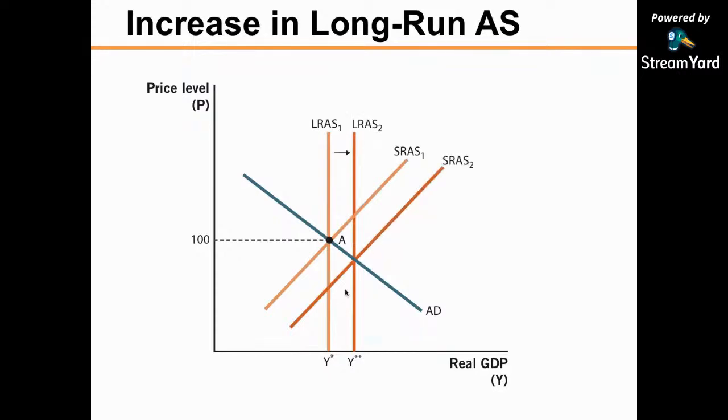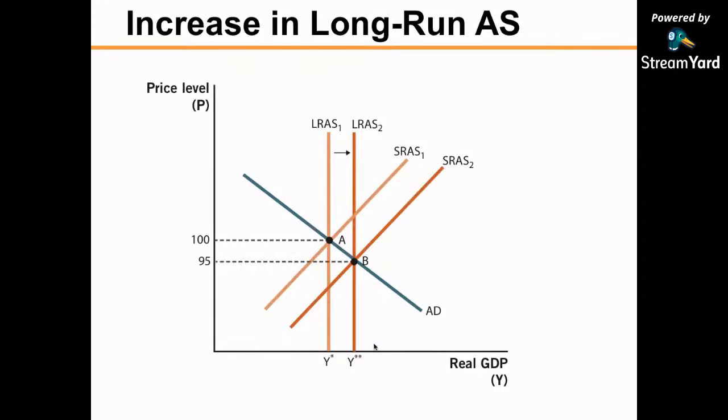Now, first click here, both long-run aggregate supply and short-run aggregate supply are shifting to the right because of this technology shock that occurred. And there's a new full employment output level that's Y prime prime. So we've had a jump in both long-run and short-run aggregate supply because of this technology shock.